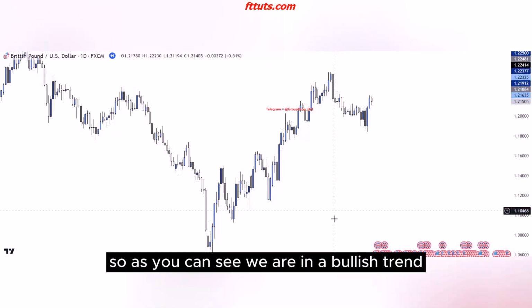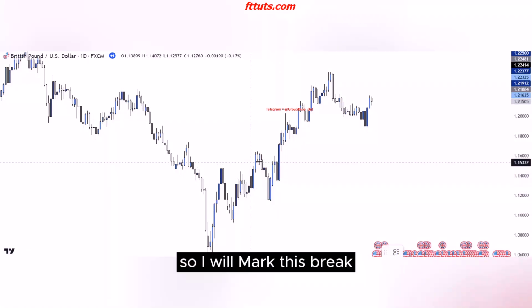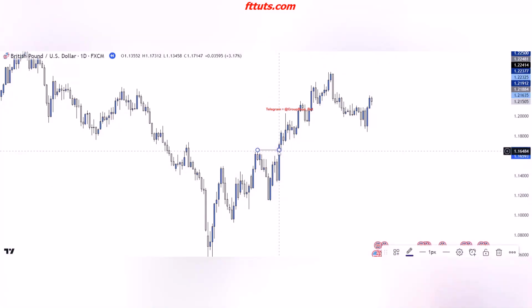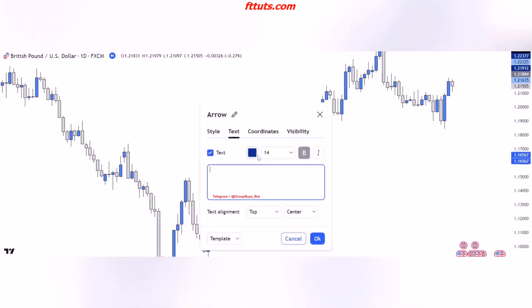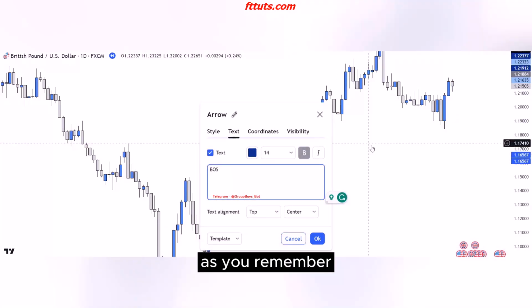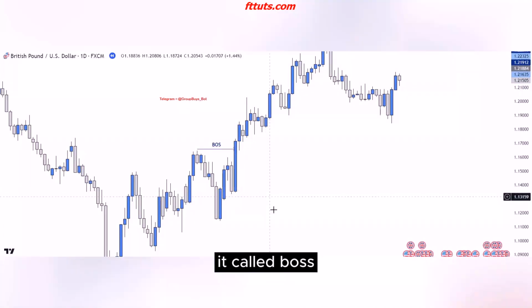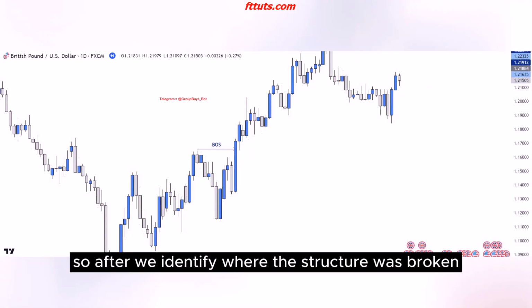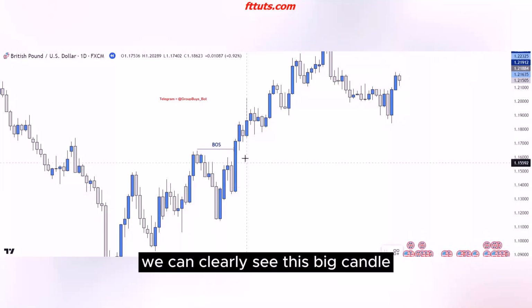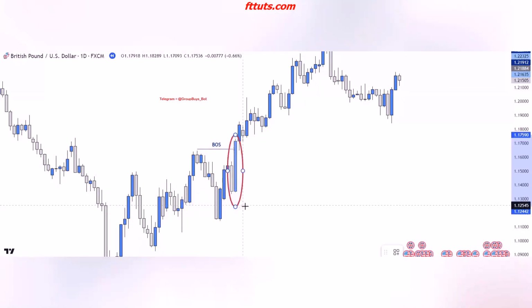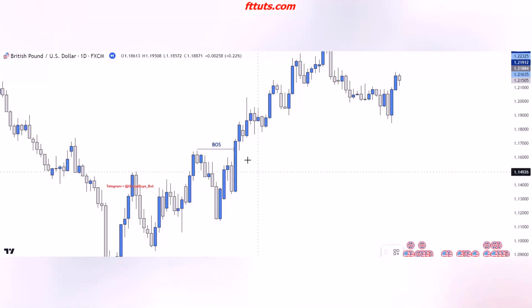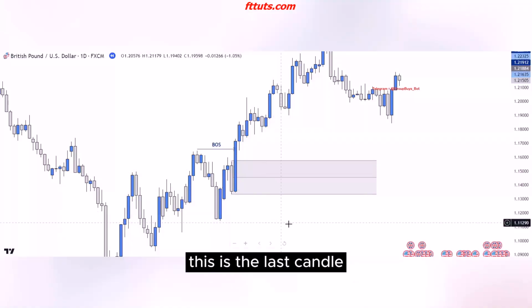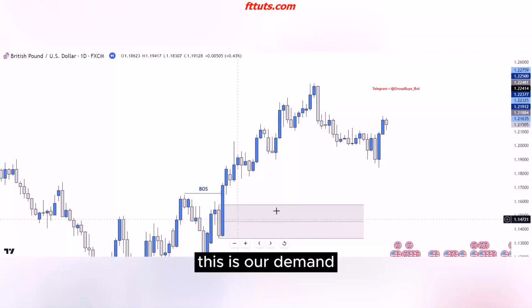So as you can see, we are in a bullish trend. I want to show you a clear demand, so I will mark this break. As you remember, when it goes in the same direction, it's called BOS. So after we identify where the structure was broken, we can clearly see this big candle that caused this break. It gave us confirmation that this is our demand. This is where the buyers took control. We will mark it like this. This is the last candle before the candle that broke the structure. This is our demand.